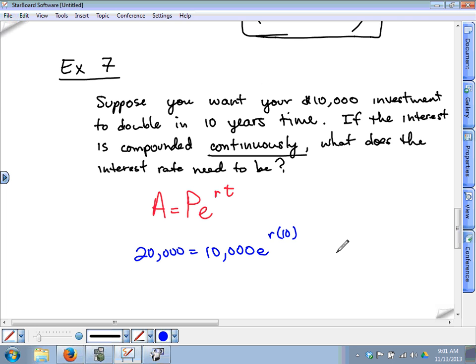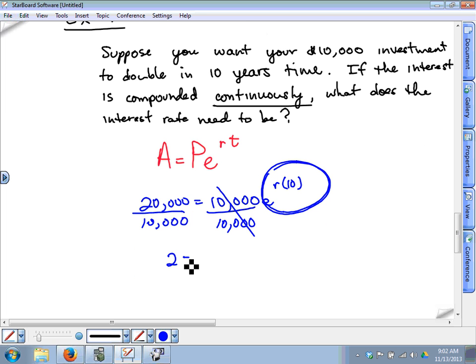Because the variable that we're solving for is in the exponent, what type of equation is this? Exponential. So in order to solve an exponential, we use logarithms. Specifically, if this has a base of e, we're going to use natural log. Now, we already know the steps. You isolate the exponential term. This is the exponential term right here, e to the r times 10. So we got to isolate it, and we divide by 10,000.